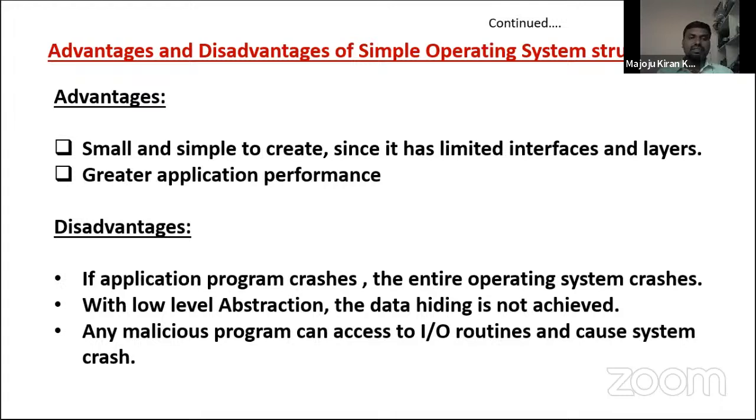There are only two layers. The application programs can directly talk to the hardware devices. Since there are no intermediary levels or intermediary components, it provides the services at high speed. So these are the two advantages of the simple operating system structure.